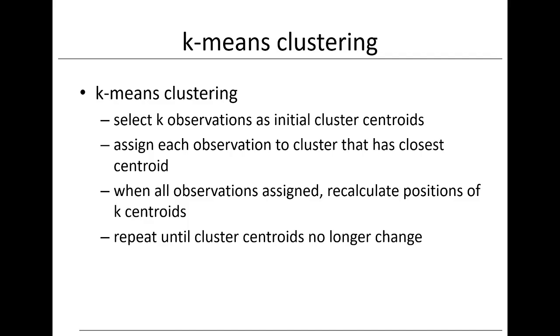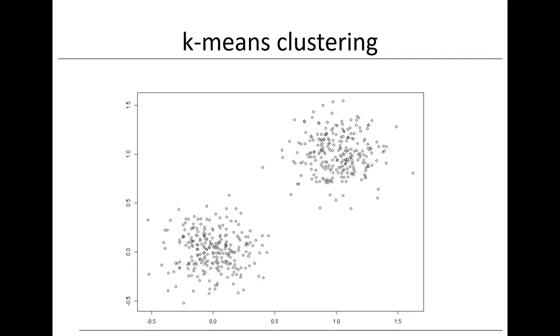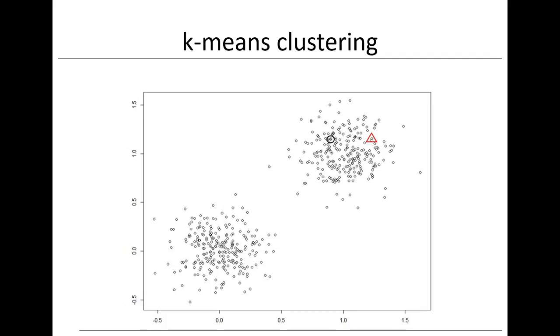Let's illustrate this with an example. We start from a set of observations that are described by two characteristics, for example, the recency and frequency. We will now perform k-means clustering and set k to 2, which means that we want to find two clusters. In step 1, two observations are randomly chosen as our cluster centers. They are depicted by the black circle and the red triangle, respectively.